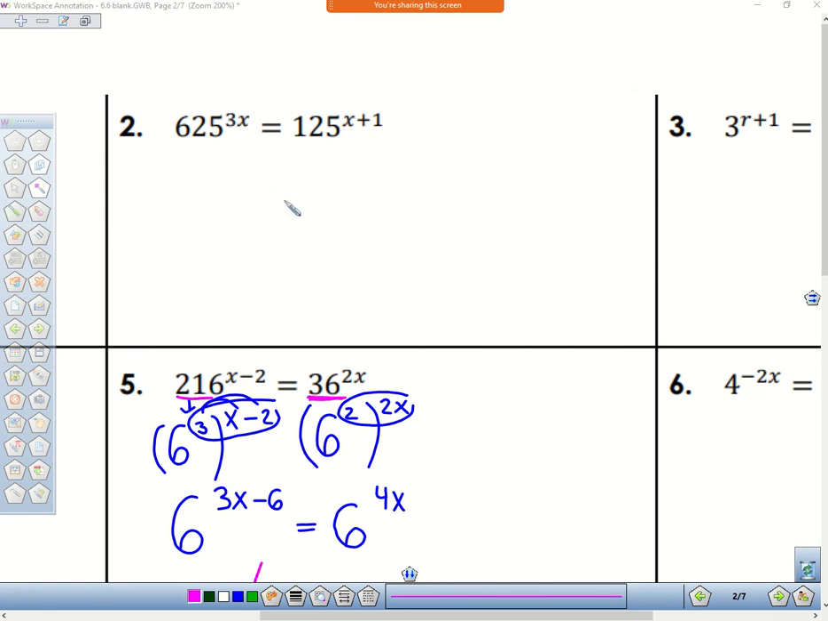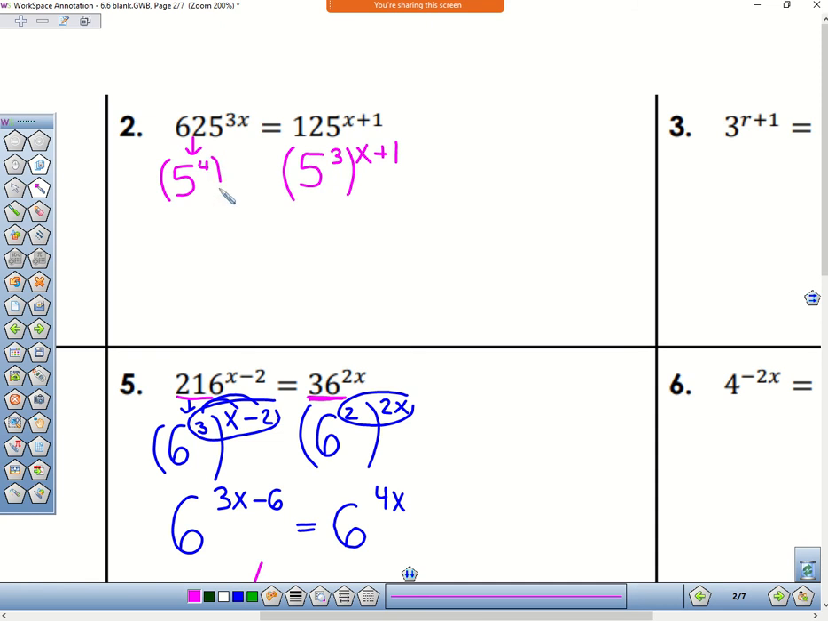So yes, you're asking about 2 because it's not as obvious, right? So I know that 5 to the 3rd power is equal to 125. And if I take 125 and multiply it by 5 again, I would get 625, which means that 625 is the same as 5 to the 4th power to the 3x.